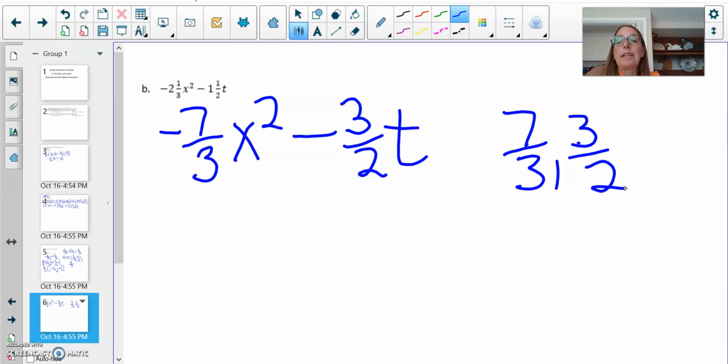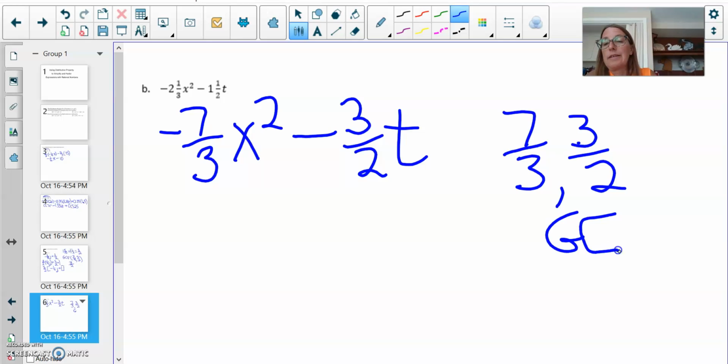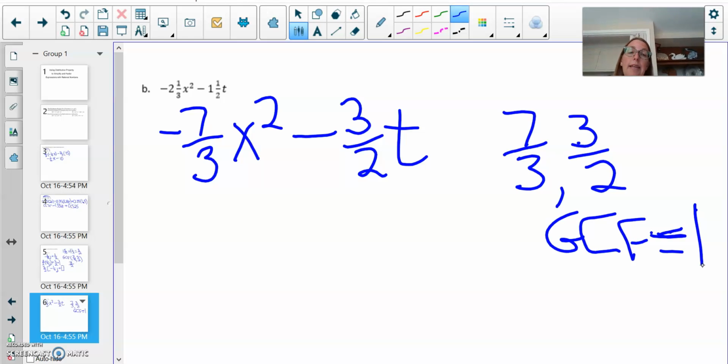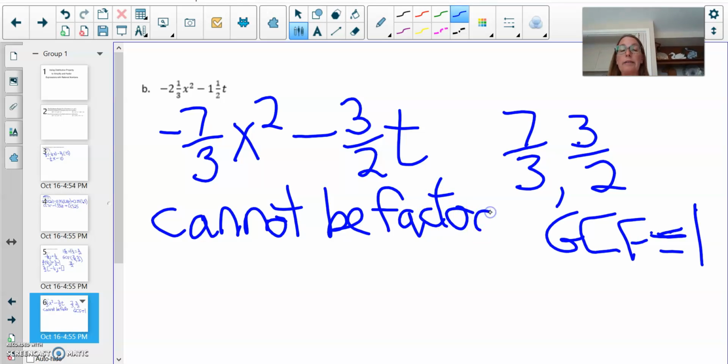So looking at 7 and 3, the greatest common factor there is 1. Looking at 3 and 2 in the denominators, the greatest common factor there is also 1. So the greatest common factor for these two fractions is 1/1, or just 1. So this expression cannot be factored because the greatest common factor is 1.